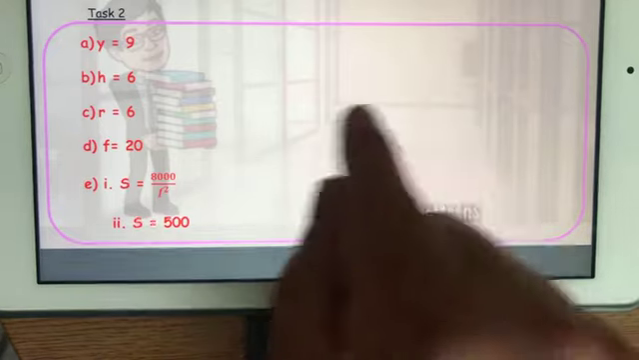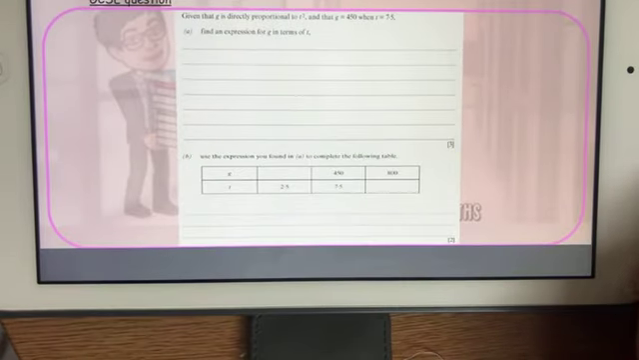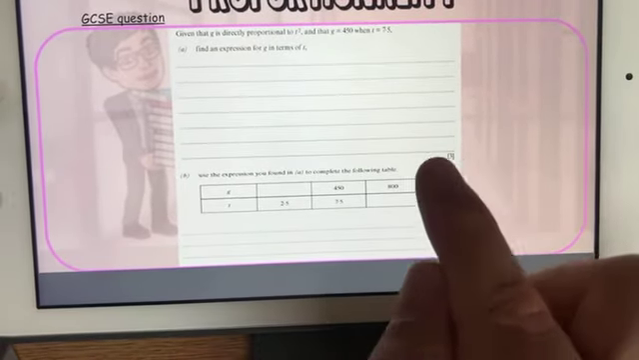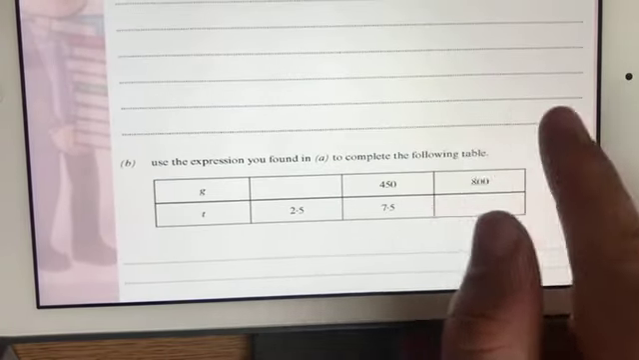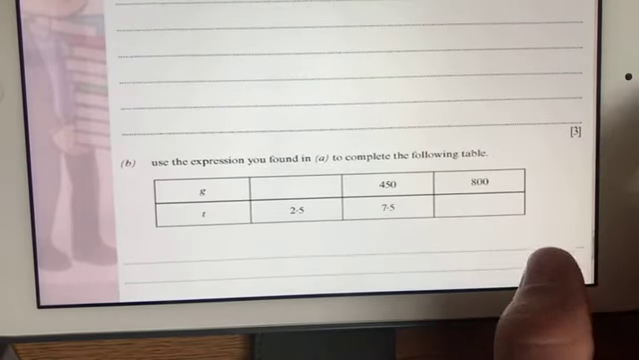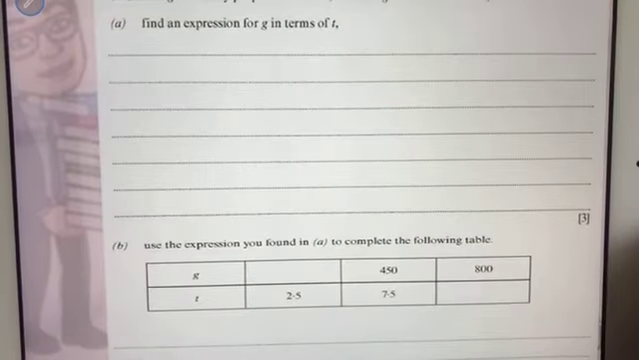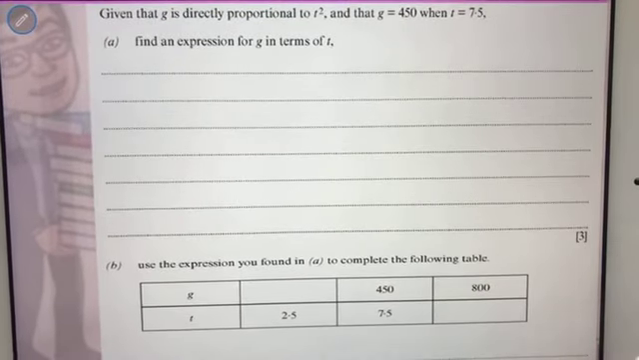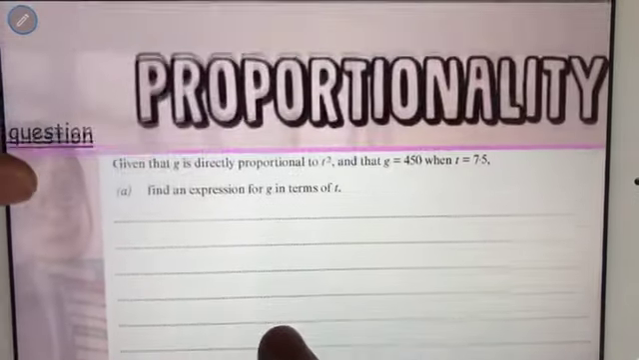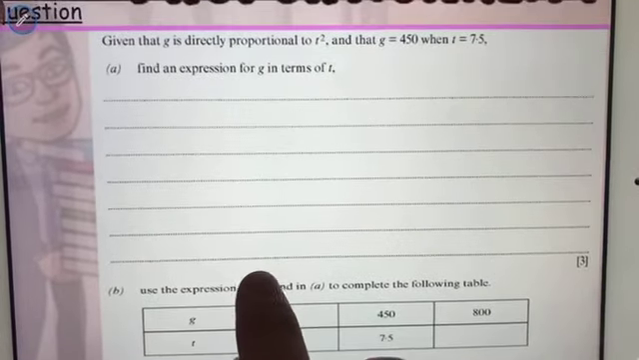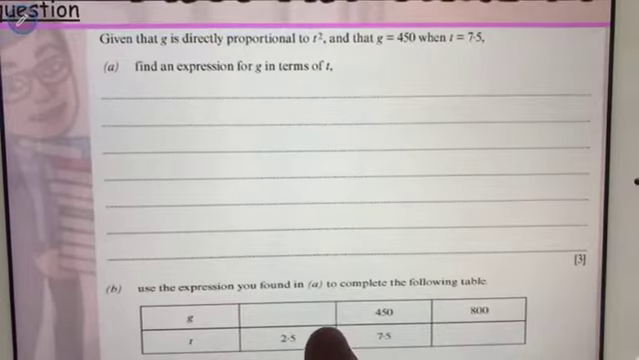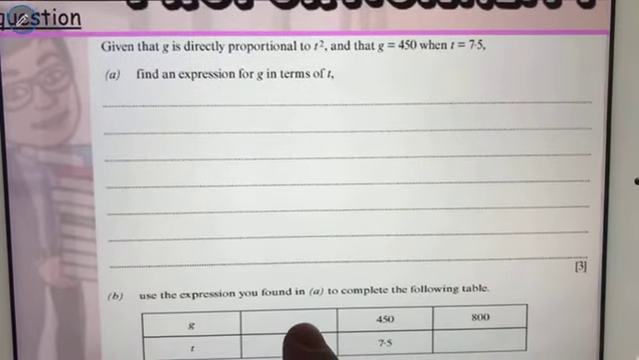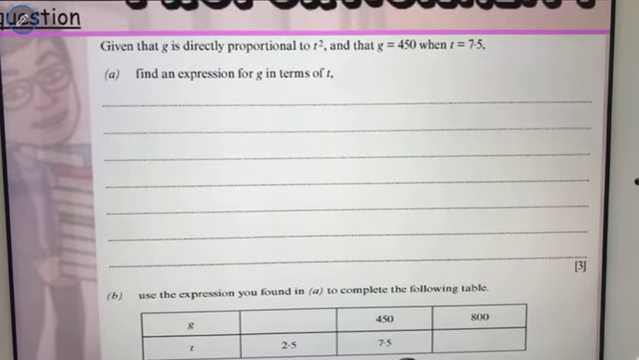Right then, so let's go through a GCSE question. What would look like a GCSE would be something like this. I'm going to zoom in just so we can see the different parts of the question. Given that G is directly proportional to T squared, and that G equals 450 when T equals 7.5, find an expression for G in terms of T.